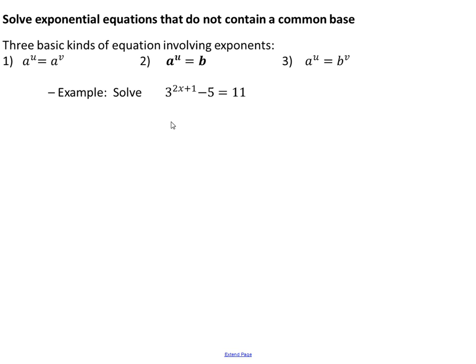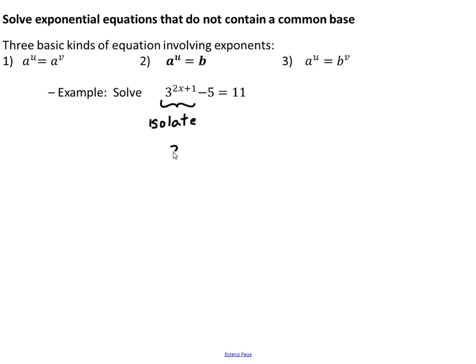Before we start solving an exponential equation, even if it looks very complicated, the very first thing we have to do is isolate the exponential part. And so our first step right here will be to isolate 3 to the 2x plus 1. So isolate this part of the expression. And to do that, we have to add 5 to both sides.